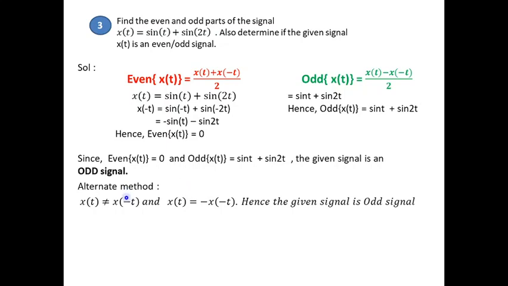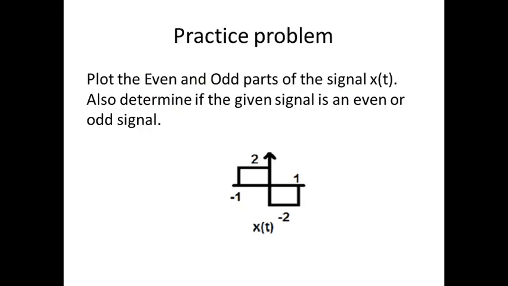What is the alternate method? Very simple. You know x of t, you know x of minus t. Compare both, right? So x of t is not equal to x of minus t. And then you check for this: x of t is equal to minus x of minus t. See, this is x of minus t. What is minus x of minus t? It will be sin t plus sin 2t. So x of t will be equal to minus x of minus t. So using this method also you can tell that the given signal is an odd signal.